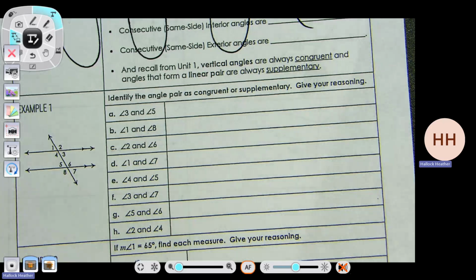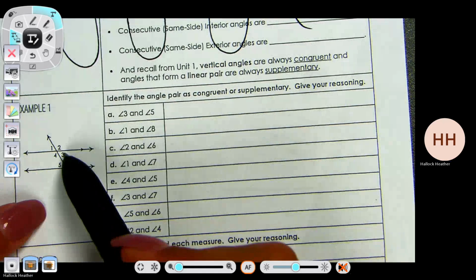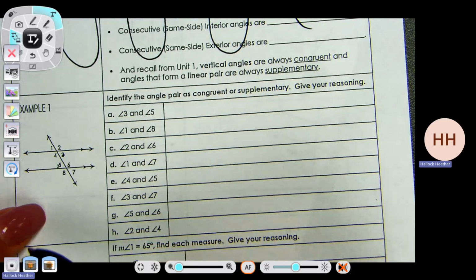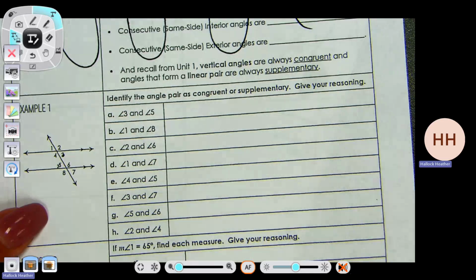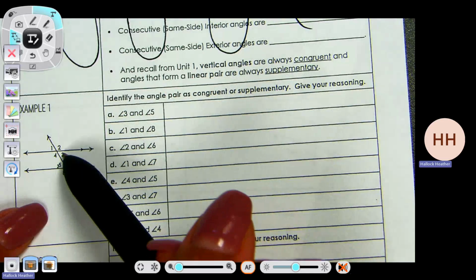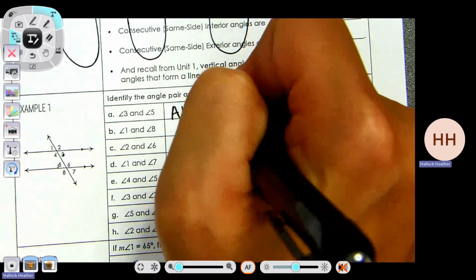two angles. So if I look at angle 3 and 5, are they on the interior or are they exterior? Interior. Are they consecutive interior or are they alternate interior? Alternate. Alternate jumps across the transversal. So we're just going to put alternate interior.